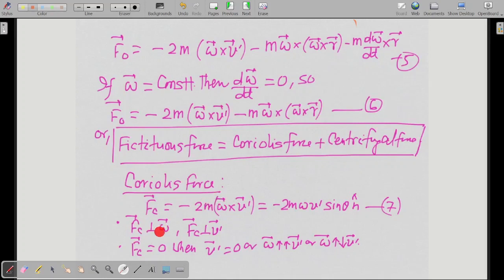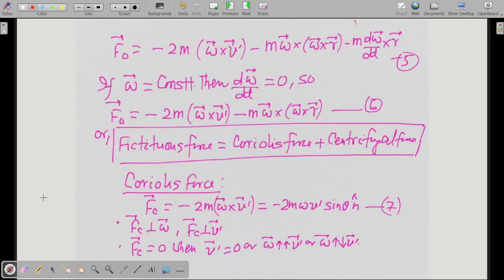So Fc is perpendicular to the omega vector, right? Then Fc is perpendicular to the v prime vector. This is because it is a cross product. Whenever you find the cross product of two vectors, the resulting direction is perpendicular to both of those vectors.